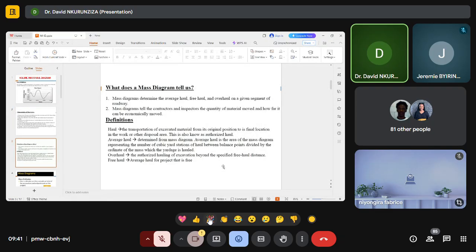Now, another good question is that someone may ask you, what does the mass diagram tell you, for example?